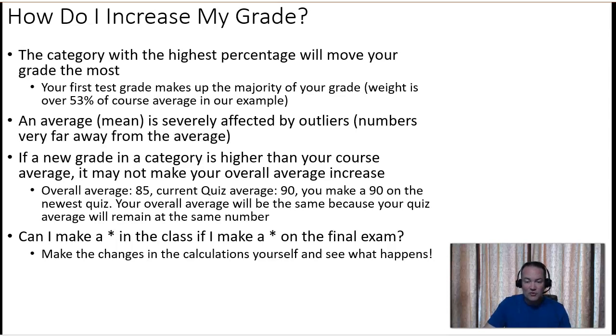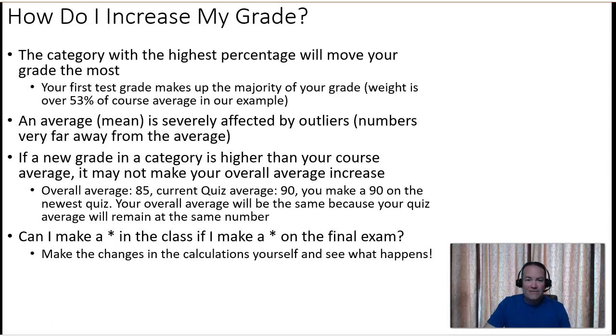Whereas getting a high classwork grade probably isn't going to make much of a difference. Another thing is since we use the average or the mean for each of the categories, mathematically, a mean is severely affected by outliers, which are numbers that are very far away from the average. So let's say, for example, you have an 85% test average. If you make an 88 on your next test, since that's very close to your current test average, it's not going to make much of a difference in your overall grade.